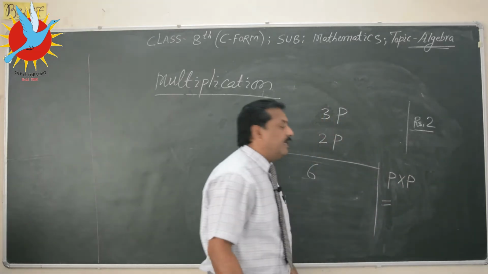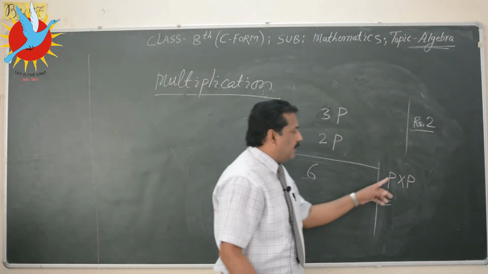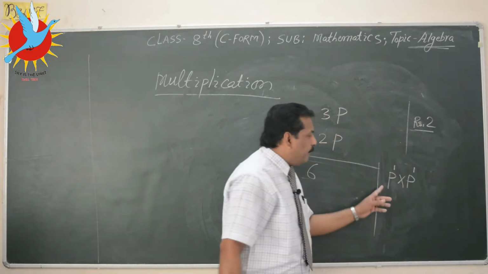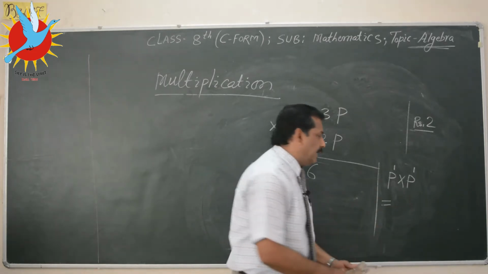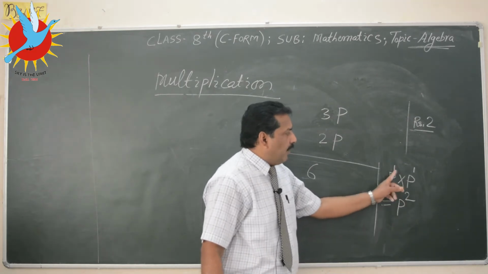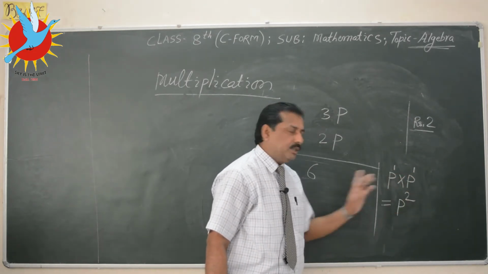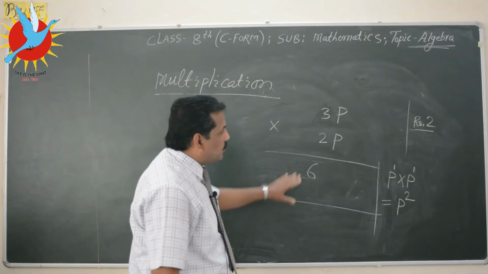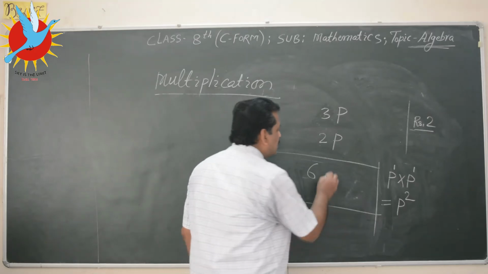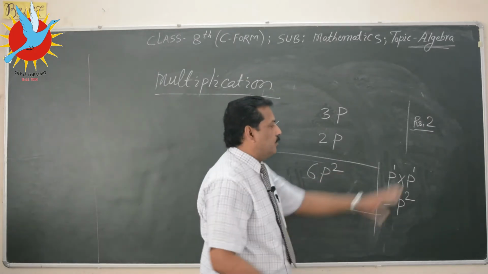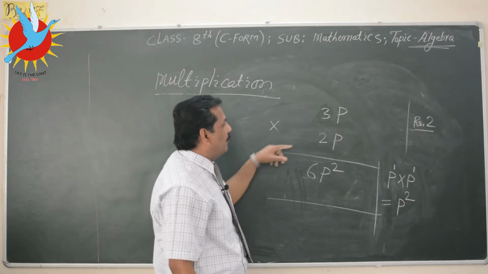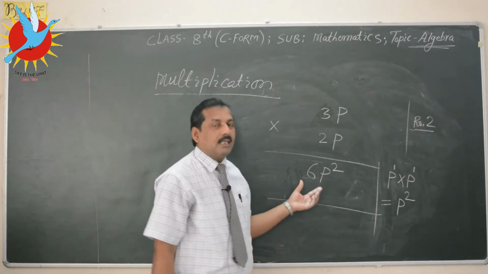In the exponent chapter you must have read that the power of p is 1, and here the power of p is 1. If p is multiplied by p 2 times, it is written as p square, means the power is 2. Powers are added, 1 plus 1, that is 2. So students, this p multiplied by p will be p square, going by this rule. So the multiplication of 3p by 2p gives us 6p square.